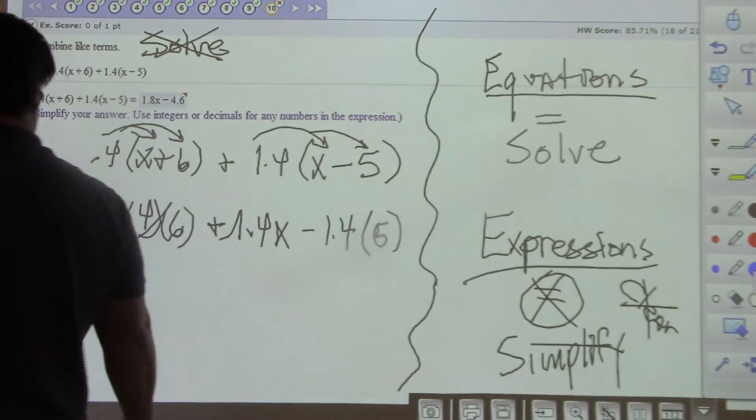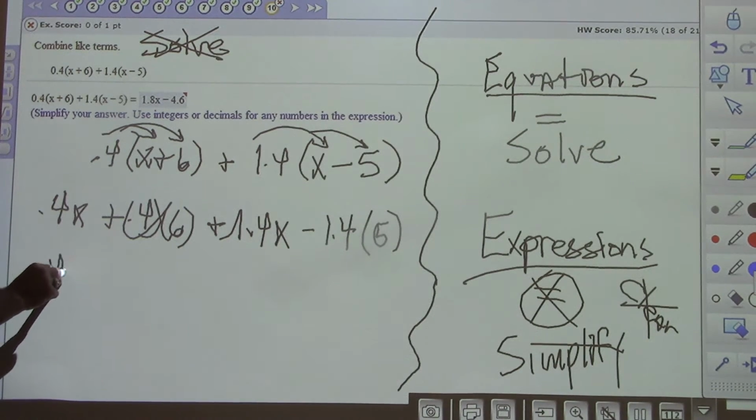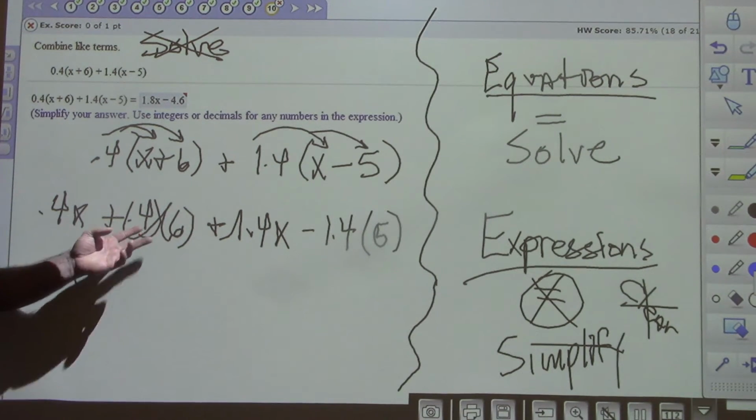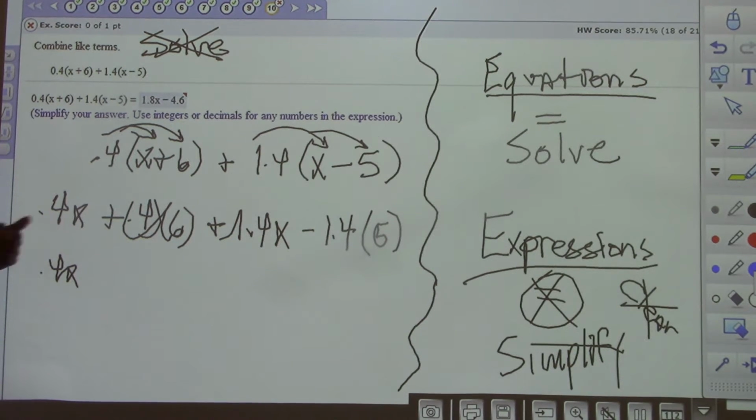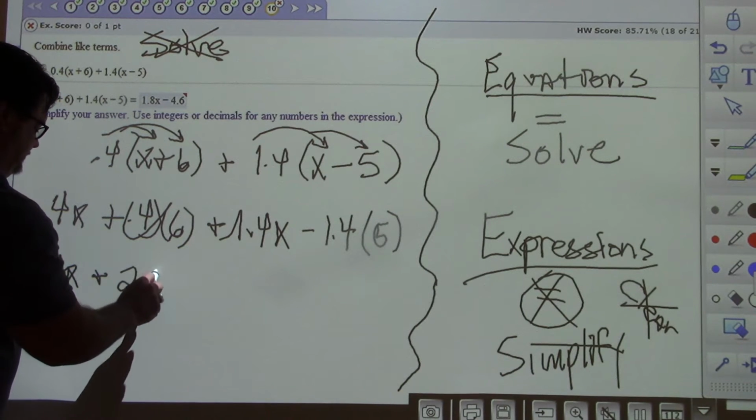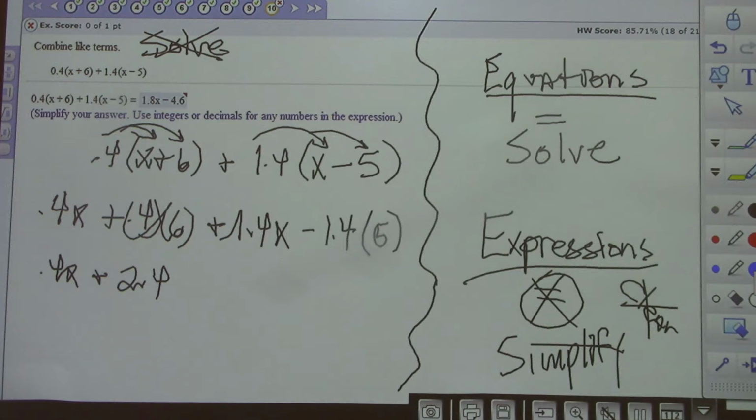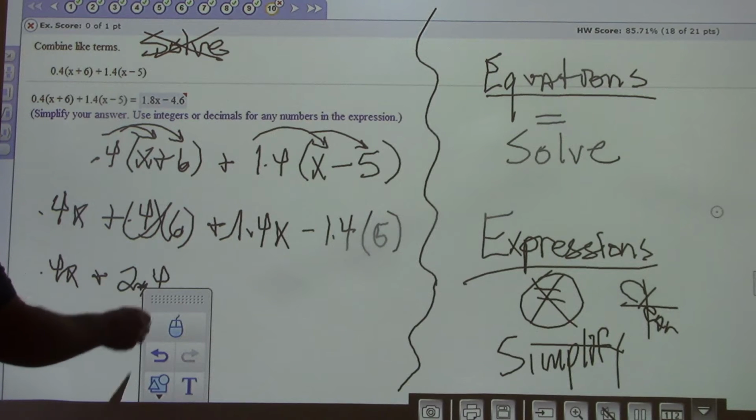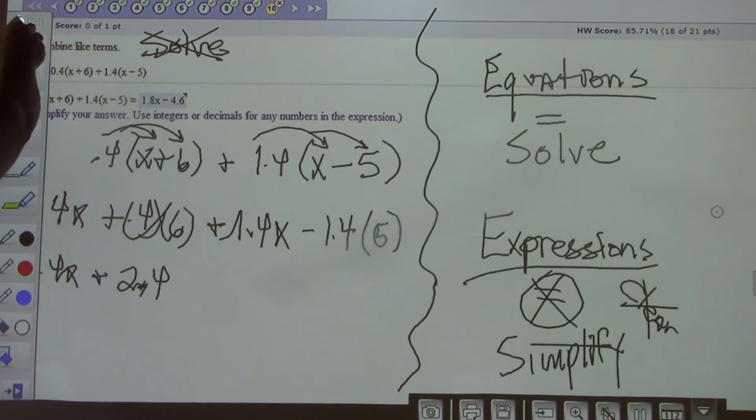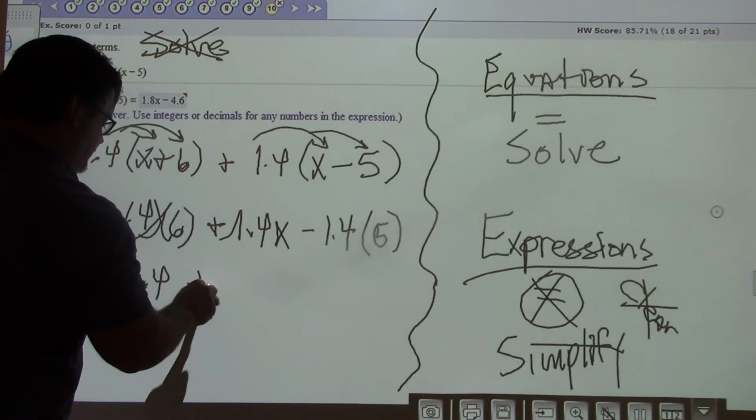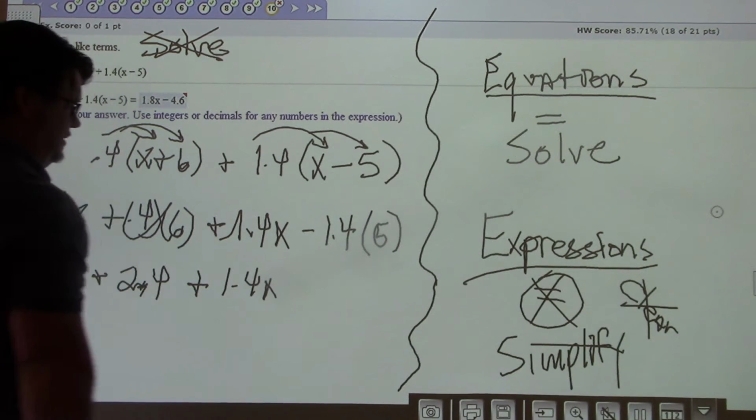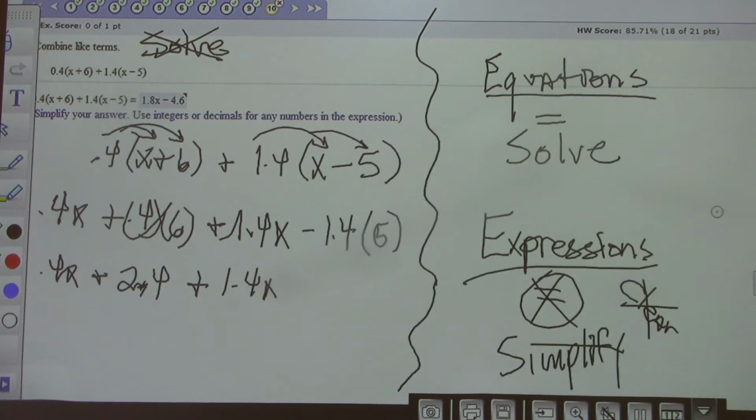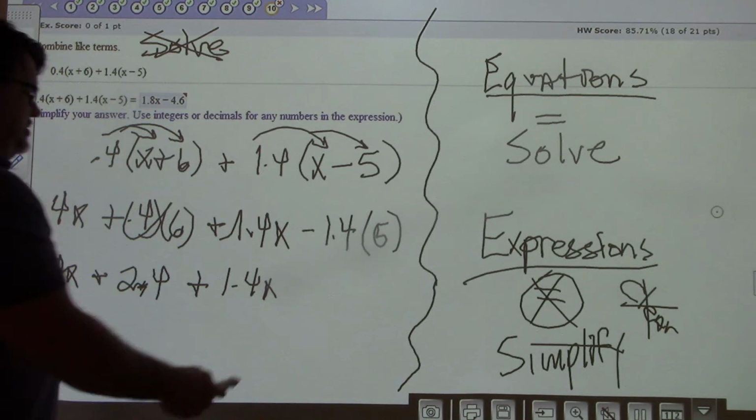Now, 0.4x. Please don't use a calculator for this. What's 4 times 6? 24. And then 1 decimal, 2.4. Plus 1.4x. And then 5 times 14 is going to be 70. So that'd be 7.0, which is 7.